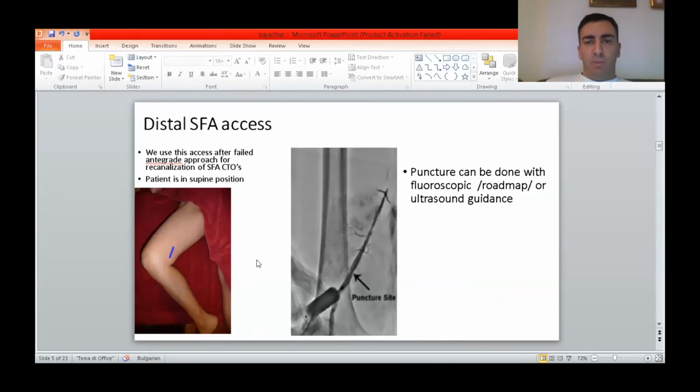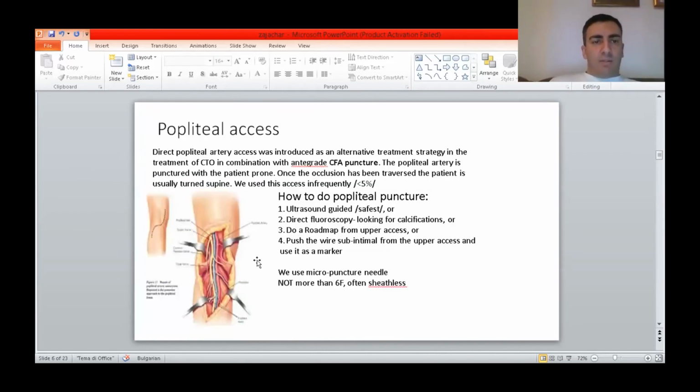The patient is in supine position. Puncture can be done with fluoroscopy, with the help of roadmap, or ultrasound guidance. For popliteal access, direct popliteal artery access was introduced as an alternative treatment strategy in the treatment of CTO in combination with antegrade common femoral artery puncture. The popliteal artery is punctured with the patient prone. Once the occlusion has been traversed, the patient is usually turned supine. We use this access infrequently, in less than 5% of cases.